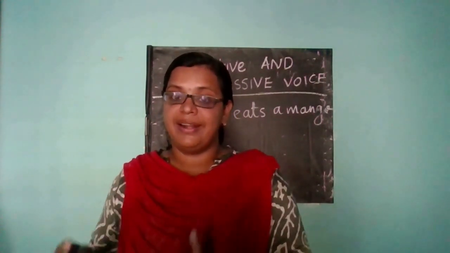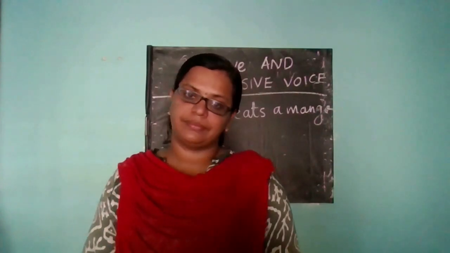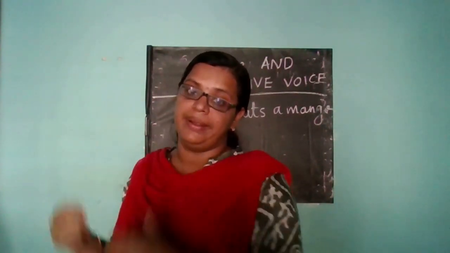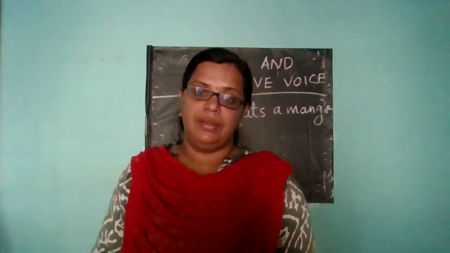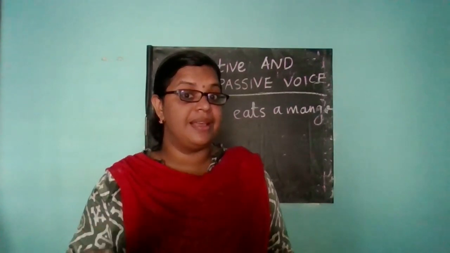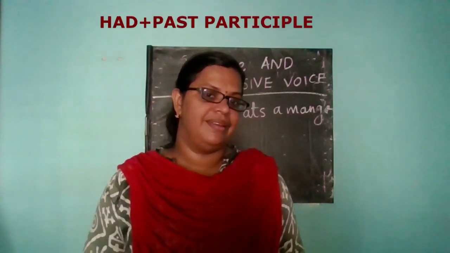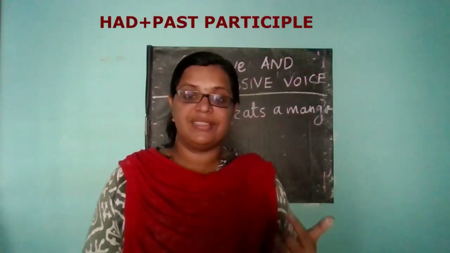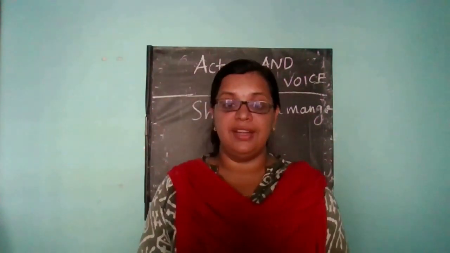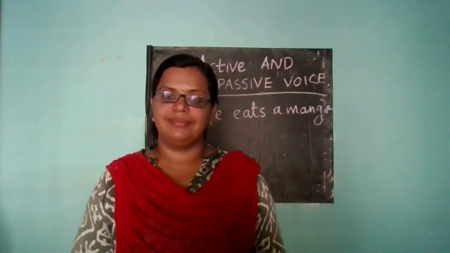Has or have plus V3. She has written a story. They have read a story. That is present perfect. Then what about past perfect? Had plus V3. He had visited his house at night. He had left early in the morning.